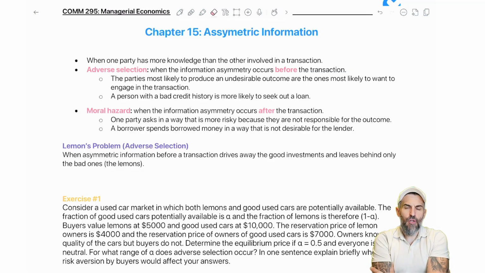We'll talk about another example called the lemons problem in a moment, but that's just to show you that when the asymmetric information is there before the transaction, right, it can lead to that type of problem. Moral hazard is after. And so a classic example of moral hazard would be something like the principal agent problem, where you hire somebody to do a job.